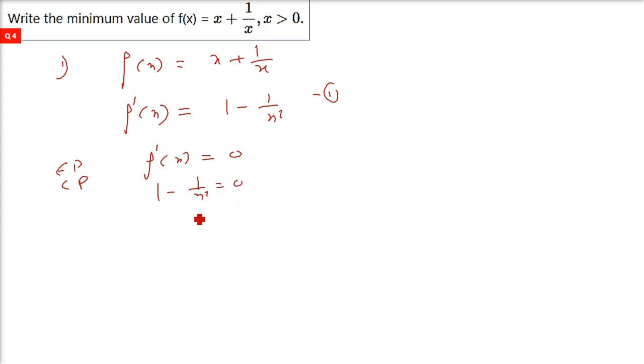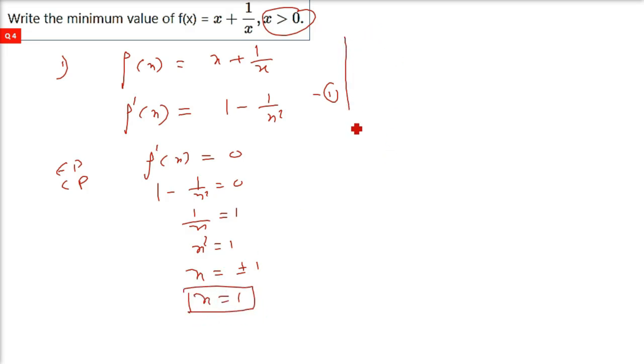1 minus 1 by x square is equal to 0. 1 by x square equals 0, x square equals 1, x will be equal to plus minus 1. Now are we going to take both the values? No. Because x is greater than 0, we cannot take x less than 0, so we need to take x equals plus 1.